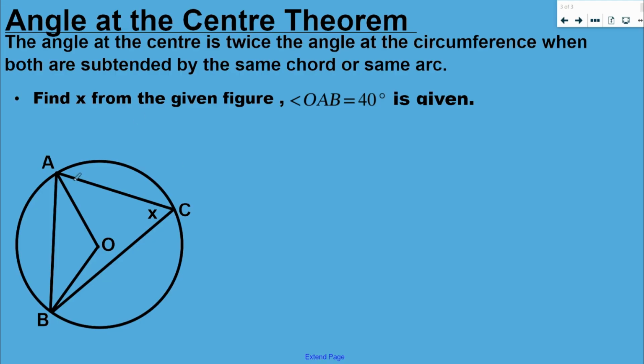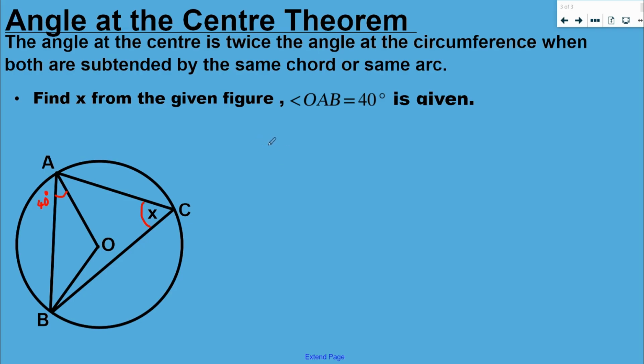We will solve one question connected with the angle at the center theorem. Find x from the given figure. Also given is angle OAB equals 40 degrees. So we will figure out all these from the figure, then we will start solving. We have to find x, and one angle is given, OAB, that is 40 degrees.